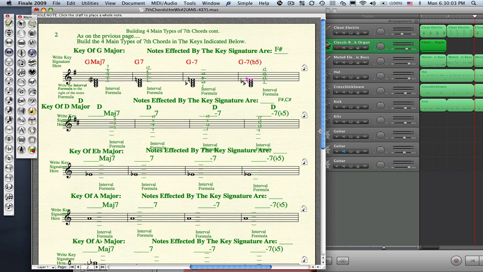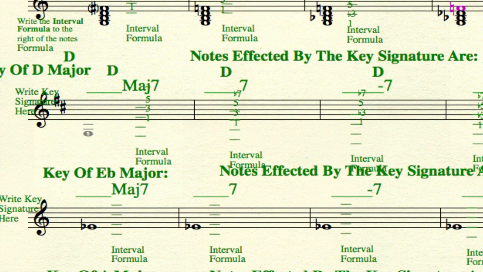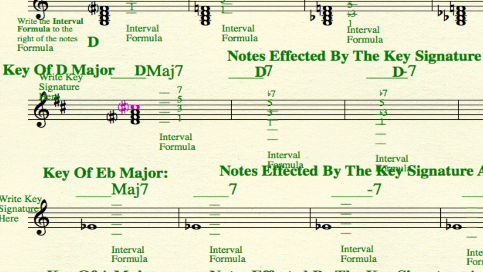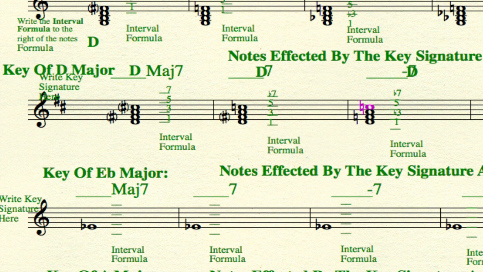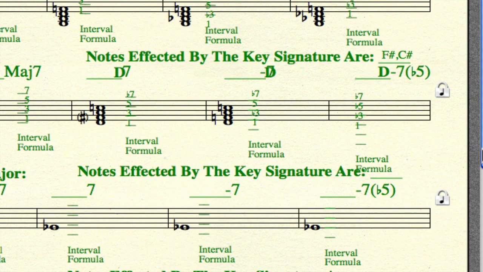Now we're going to D. Build up your D major 7 chord. And here's the answer. Build up your D7, and here's the answer. Build up your D minor 7, and here's the answer. And build up your D minor 7 flat 5, and here's the answer.